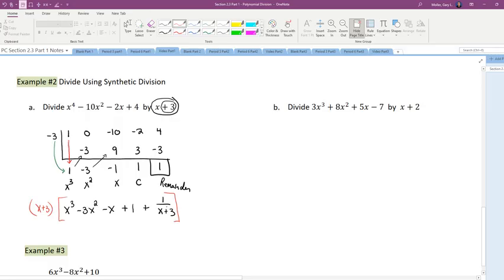When I multiply x plus 3 times this, the x plus 3's cancel out. And so I won't get a weird fraction, because they're all going to cancel out. And when I add all that up, it will equal x to the fourth minus 10x squared minus 2x plus 4. I think this video is getting a little long, so I don't think I'm going to do that.